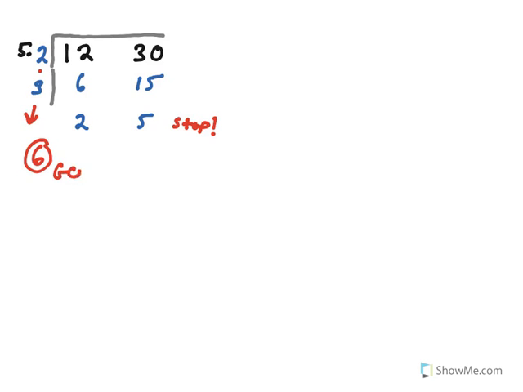6 is my GCF. So remember, if you have more numbers on the outside here, they have to be multiplied together, and then that'll give you your GCF. So here we have 2 and 3. So we're going to multiply those to get 6. All right. If you had 3 numbers on the outside, then you multiply those 3 together.